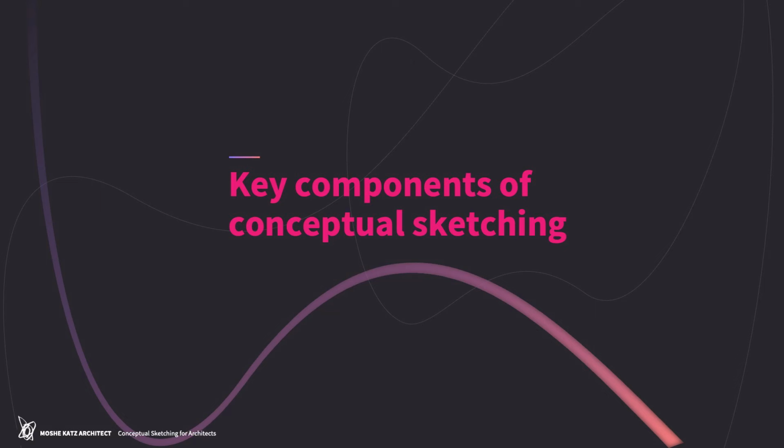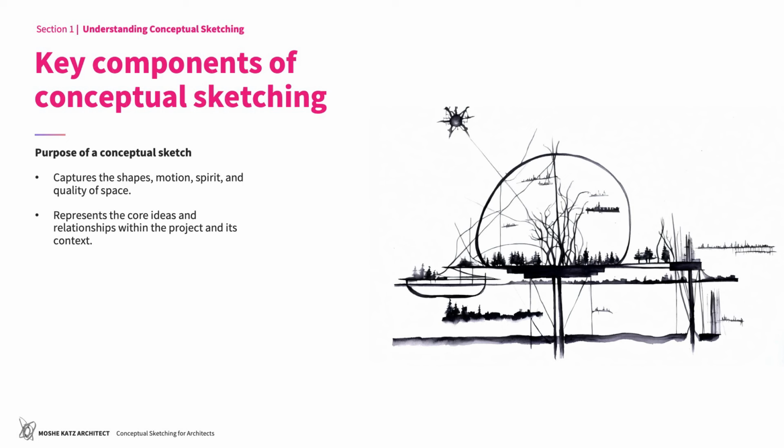Hi everyone, this is lesson number 2, Key Components of Conceptual Sketching. In this lesson, we're going to go through the main principles and key components of what a conceptual sketch is made of. But before we go into that, the purpose of a conceptual sketch is to capture the shape, the motion, the spirit, and the quality of a space that you design. It represents the core ideas and the relations of the project and its context.